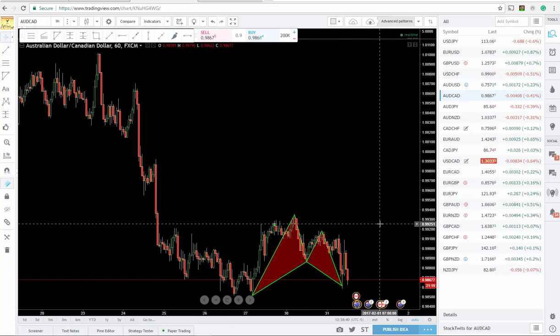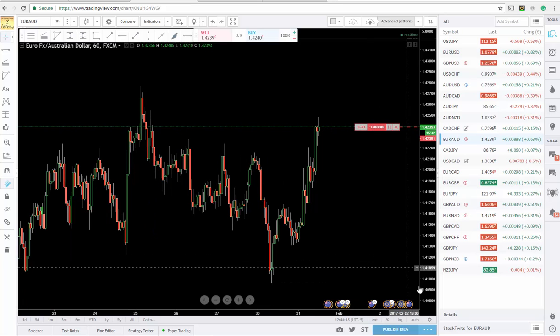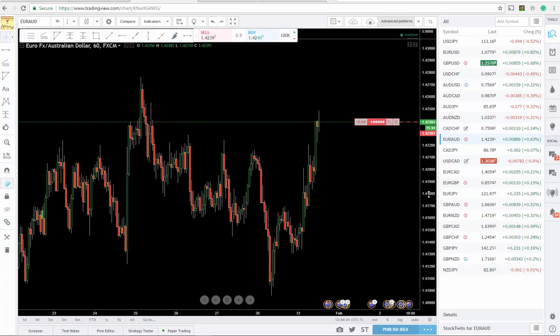Alright, so now let's look at a couple of other advanced patterns that are on my radar on the 1 hour, 4 hour, and daily charts, along with a few more advanced patterns that we've been involved in over the past couple of days. Alright guys, so here on the Euro Aussie 1 hour chart, we have another good example of an advanced pattern. And what I'm going to do is let you see if you can spot this pattern before I draw it in.